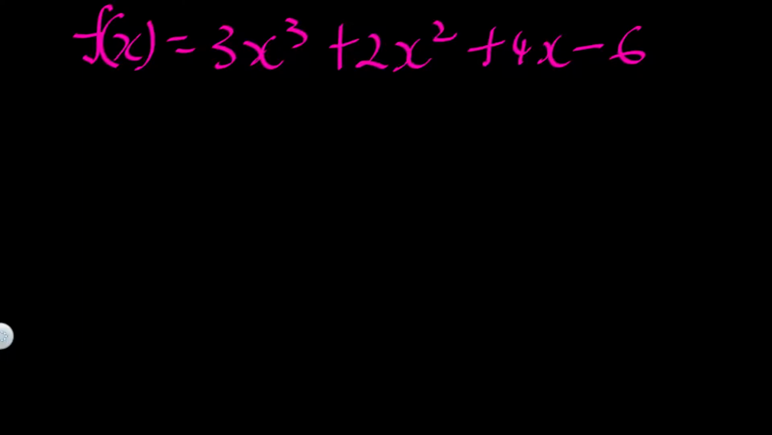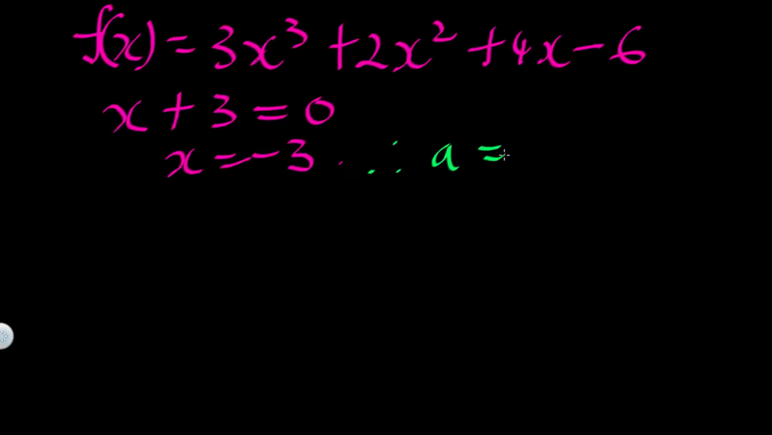If we want to find our a, we take our divisor, we equate it to 0, and we solve for x. So our divisor is x plus 3. We say it is equal to 0. Then we solve for x. What we get is our a. So x is equal to minus 3. This tells you that, therefore, a is equal to minus 3. So you have solved the first part of this question, which is finding the a.